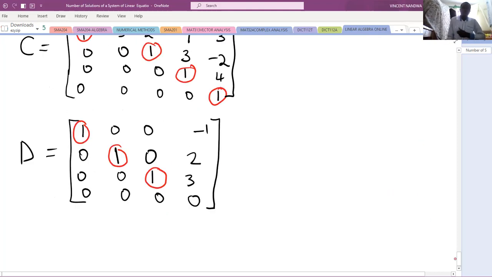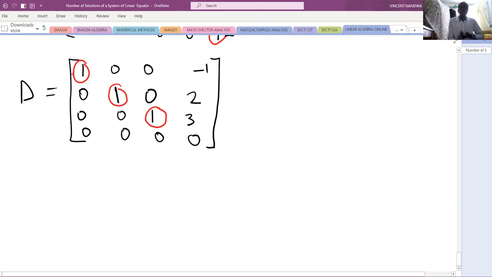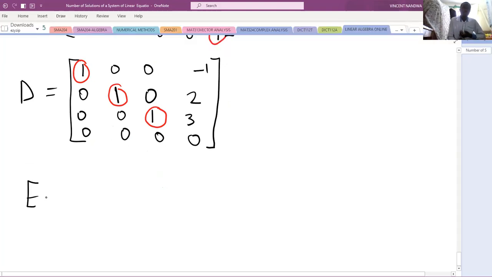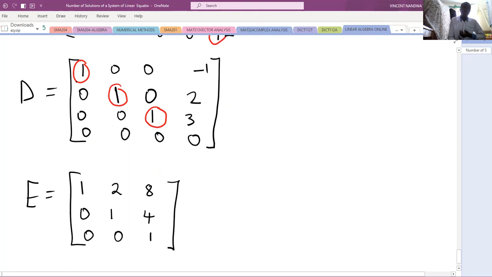And so these are the examples, or I can have another one, matrix E. If I have E of this form: 1, 2, 8, 0, 1, 4, 0, 0, 1. This is also in row echelon form because these are my leading ones. And when you consider consecutive rows, then the leading one on the upper row is to the left.